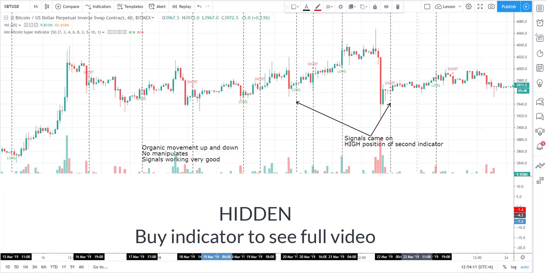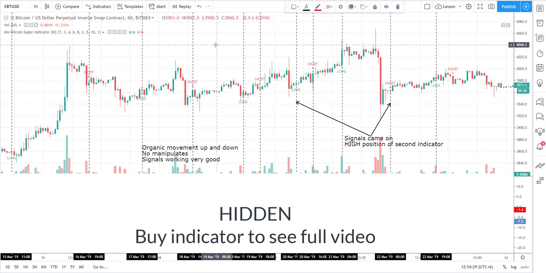Okay, and bad structure was here too. You can see this is green and red lines, green and red lines. So this is a bad structure.